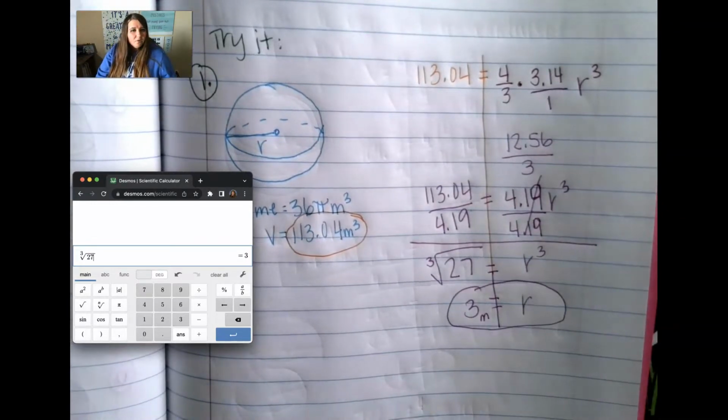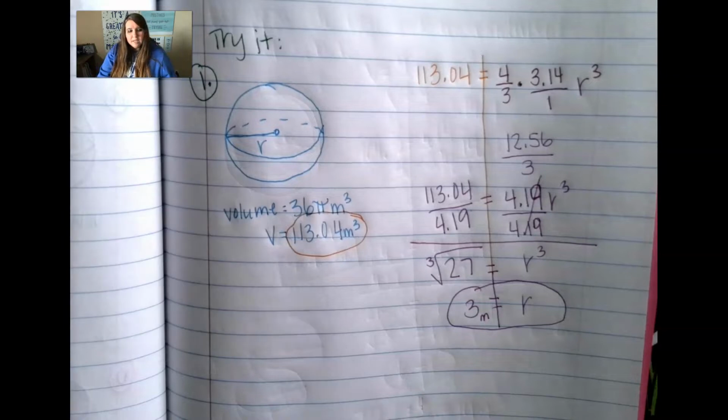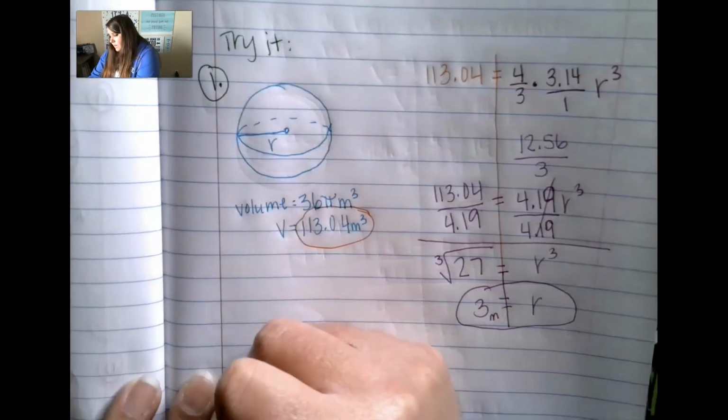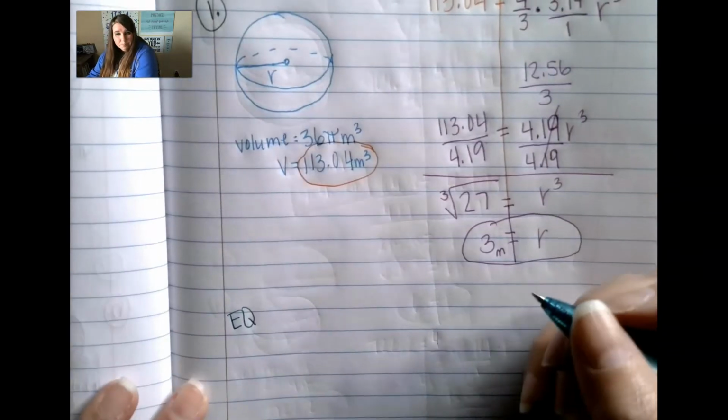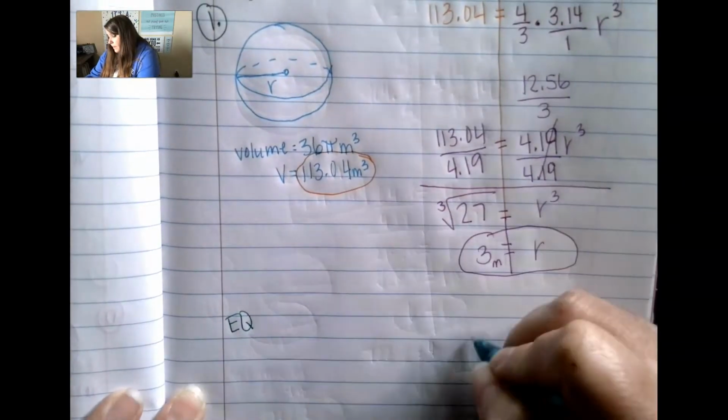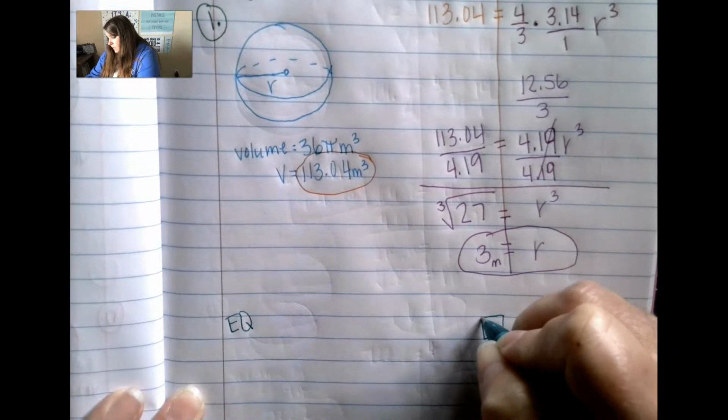All right, how are you feeling about finding the radius? How did that go for you? Go ahead and answer your essential question. How do you find the radius of a sphere? Then put your level of understanding out to the side.